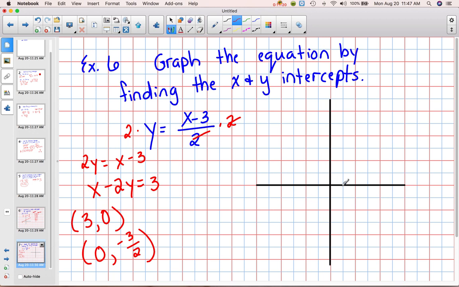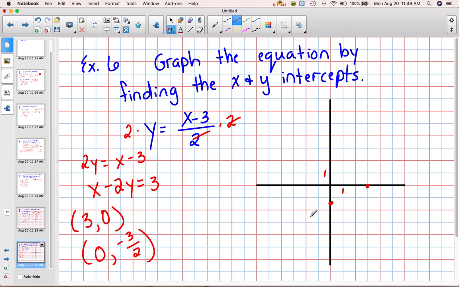So I'm going to go ahead and plot those. Don't forget to do this. I almost did. And maybe we can adopt the convention that if I don't see a scale, I'm going to assume you count by ones. But if you are not counting by ones, you must show me the scale. So 3, 0, 0, negative 3 halves.